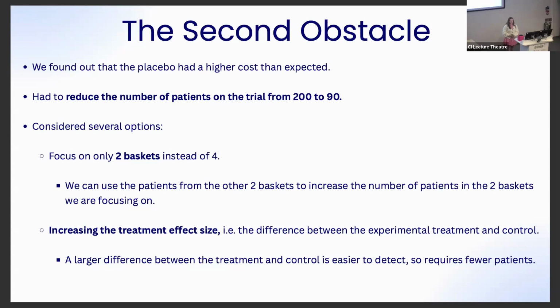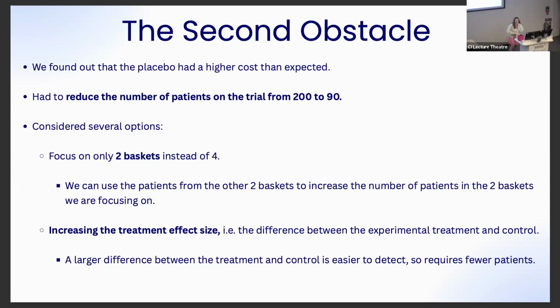So the first option we came up with was just to focus on 2 of the 4 baskets that had the highest recruitment. So that meant we could use the sample size that we would have used for the 2 lowest recruiting baskets on the other 2 baskets. But this obviously would mean that we can't make treatment effect estimates in all the baskets that we wanted to at the start of the study. So it wasn't great, but if it meant we had the right power, it would be okay.